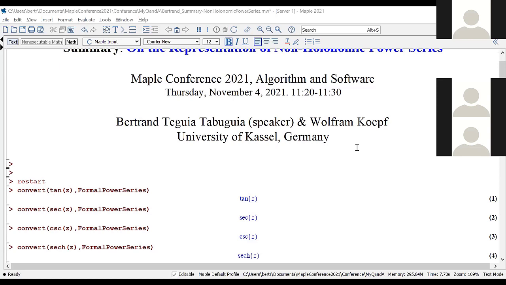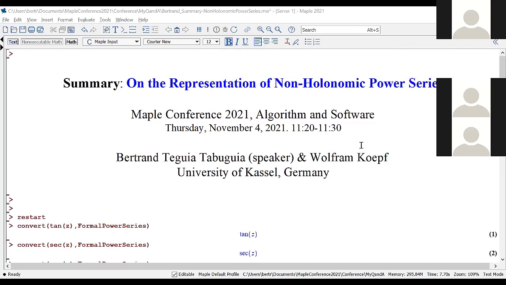Mm-hmm. Yeah. So you are trying with an increased truncation order to check. Yeah. Okay. Yeah, makes sense. Mm-hmm. Thank you very much.